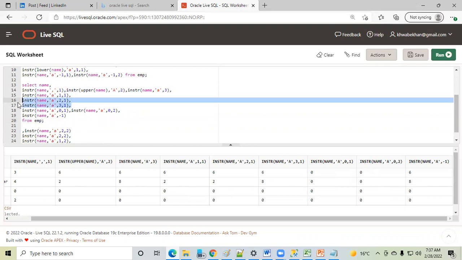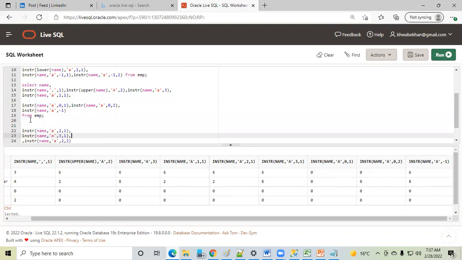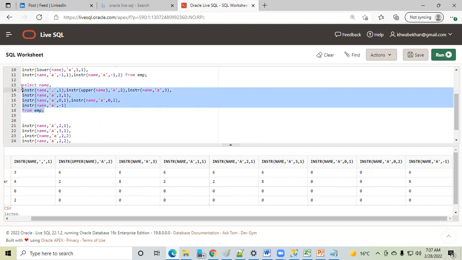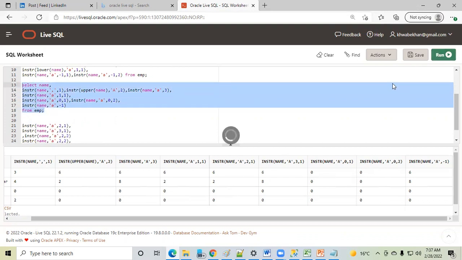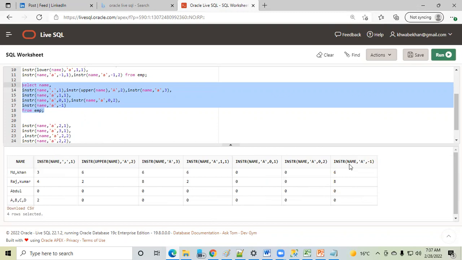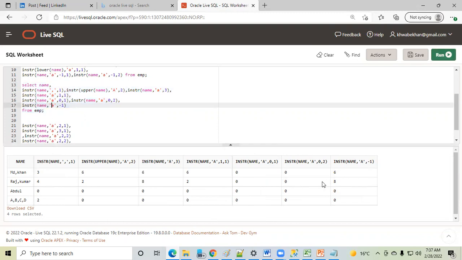Remove this. Analyze it. I think this is fine now. Let me execute. Perfect. I have given the string name, a, comma -1. This a is in lowercase. Nothing I have changed. The only thing you have to observe is that the third argument is negative. Is there any change in output or is it the same? Why is it showing 6 here and 8? Is this clear? Yes.